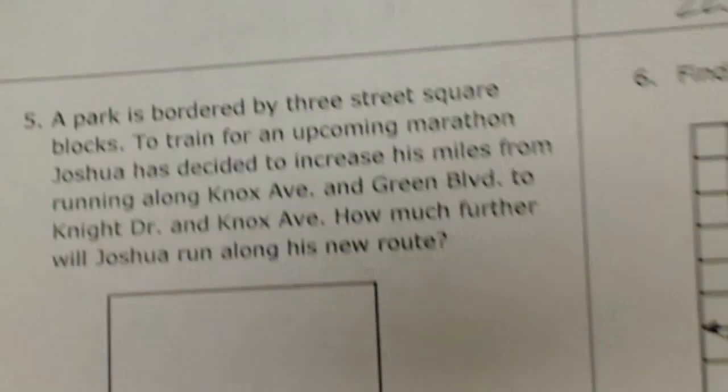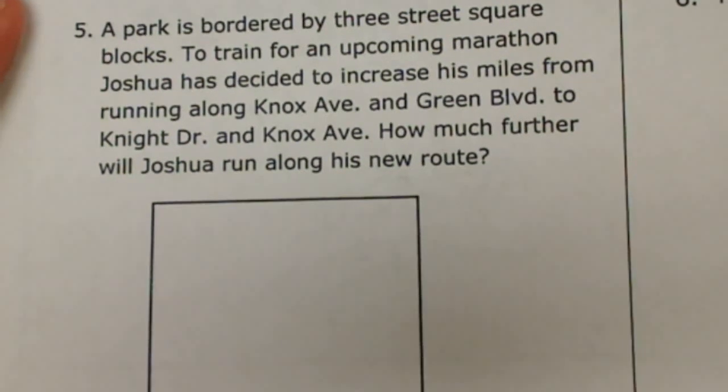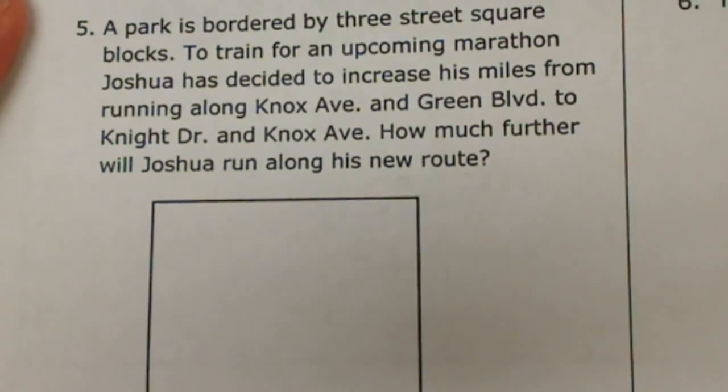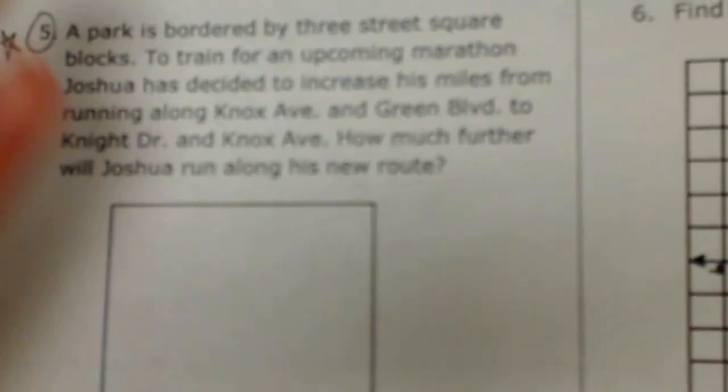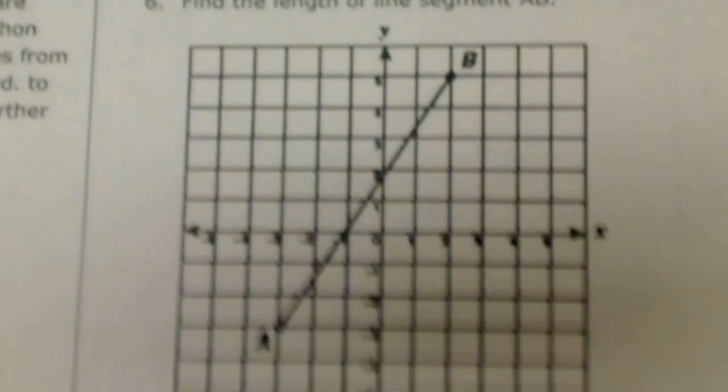Let's go ahead and look at number 5. I want you to go ahead and circle that one and put a star by it. And number 6 is the one we're going to do together.